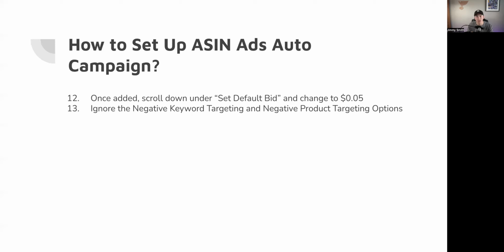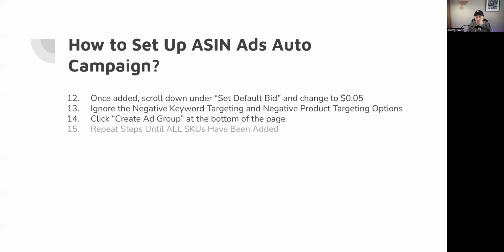Now, in the future, if you're seeing that one specific SKU is getting a ton of clicks but no sales for whatever reason, you could add that in as like, hey, don't target this product, but you could probably just remove the SKU anyway. And so typically, we don't mess around with the negative keyword targeting or product targeting options. And then at the bottom of the page, you can click on create ad group, and that will create your ASIN ads. So it's very simple.